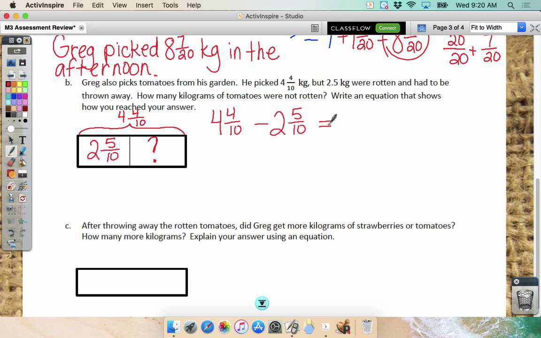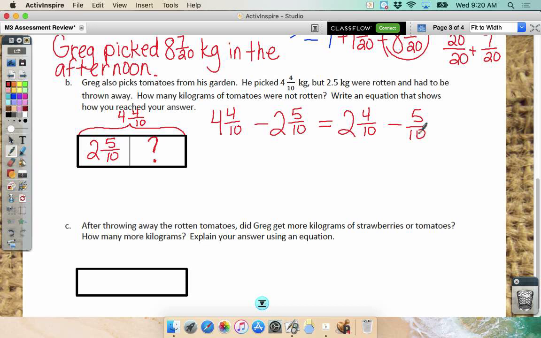What? Just subtract. I can just subtract. Yeah, because... Oh no, but no, because... Oh, okay. So start with the whole numbers. That's going to be 2 4/10 minus 5/10. Okay, I know what's going on.